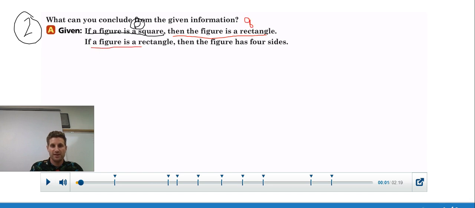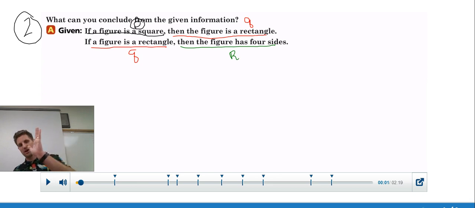If the figure is a rectangle, see how it gets repeated again? Then it has 4 sides. So we'll use a different color. Let's go green, and we'll call that R. So P: if it's a square, then it's a rectangle. If it's a rectangle, then it has 4 sides. So what's the logical conclusion?